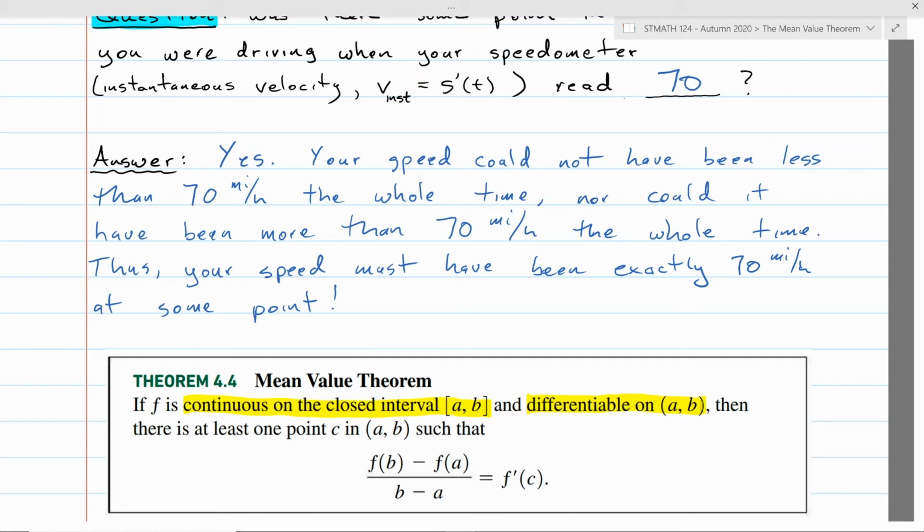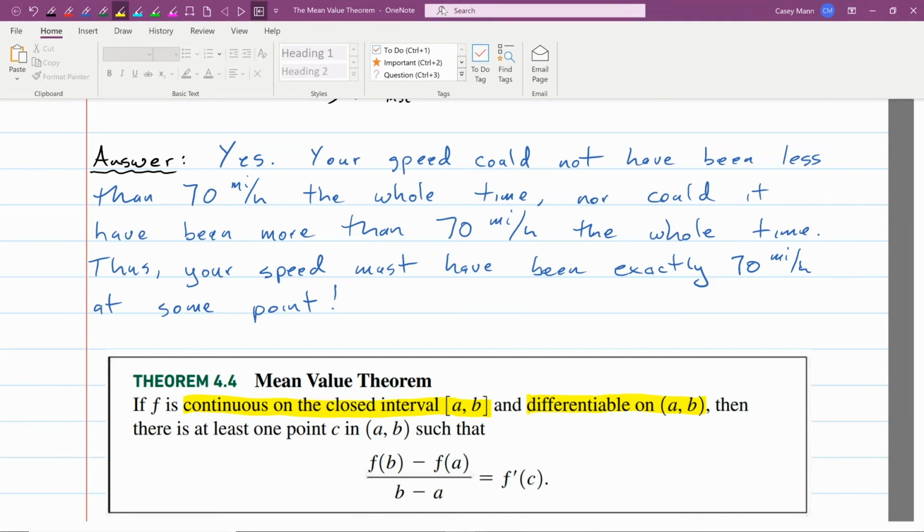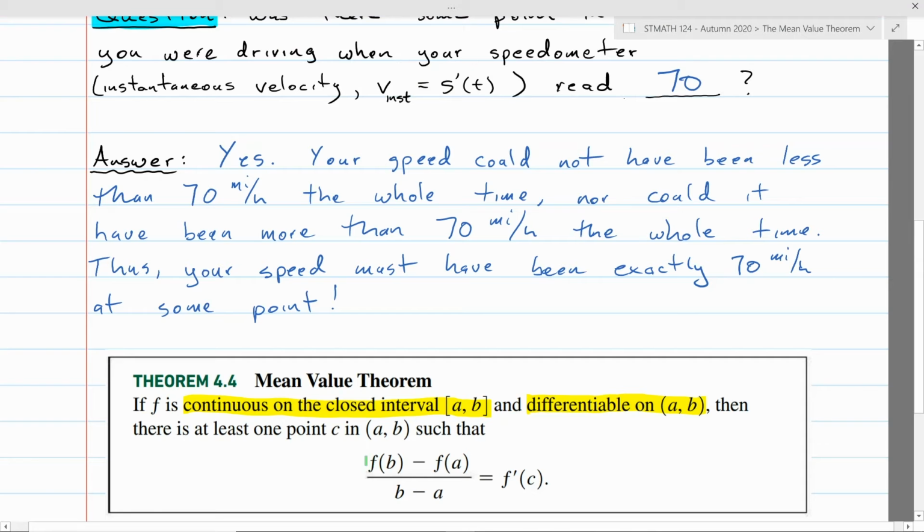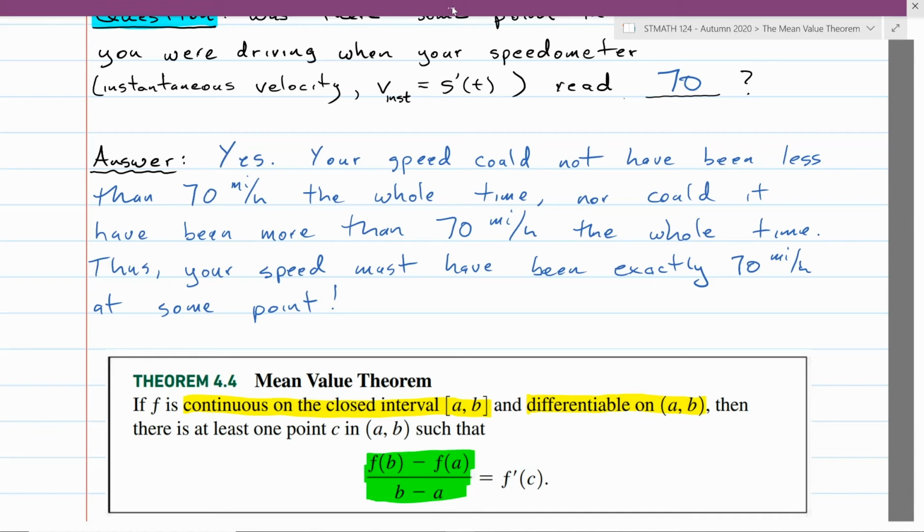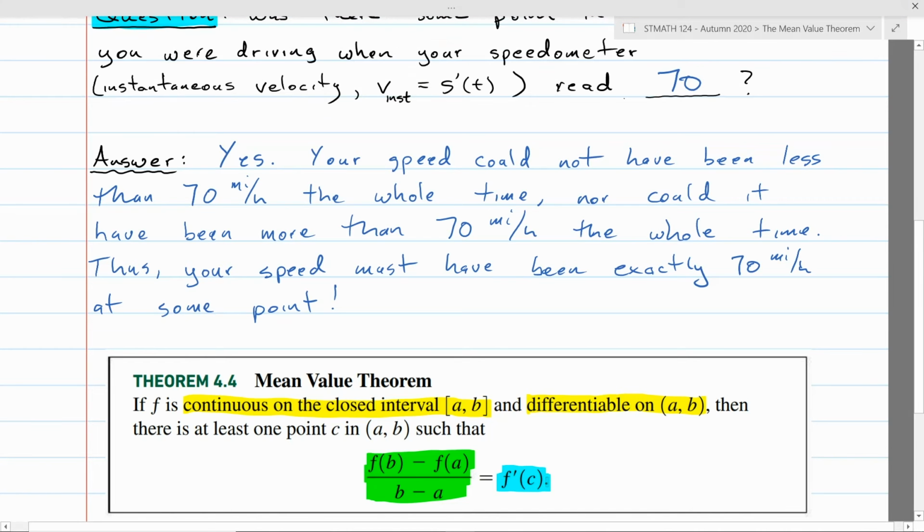But the mean value theorem is, if you have that set up, a continuous function on the closed interval and differentiable on the open interval, then there has to be some point in the middle in a to b where the average rate of change, that's what's on the left-hand side of this equation, the average rate of change over that whole interval must have been equal to the instantaneous rate of change, in other words, the derivative, at some point c in the middle.